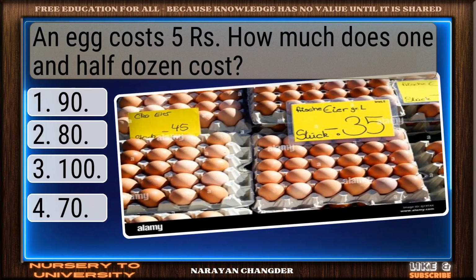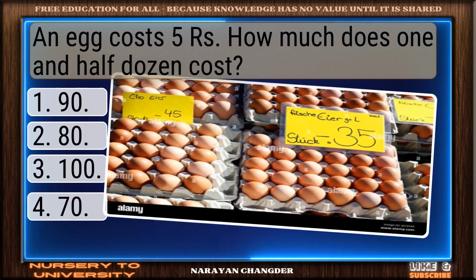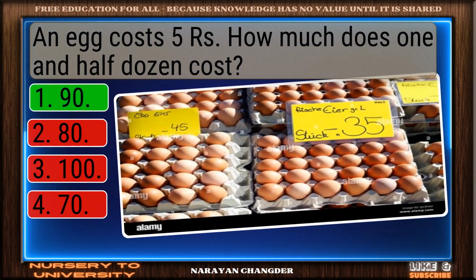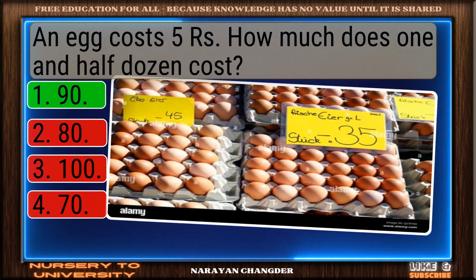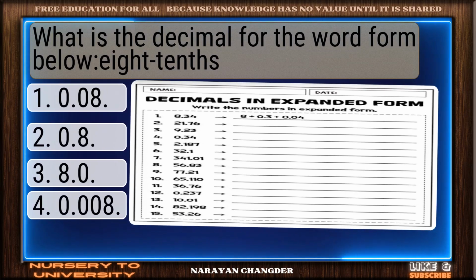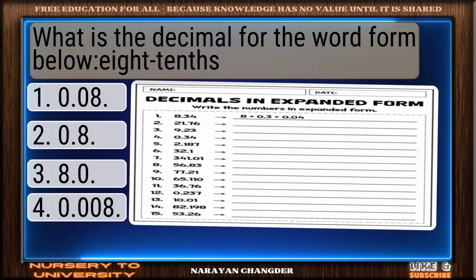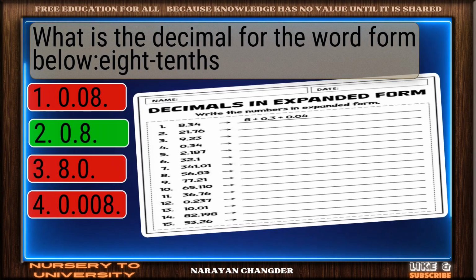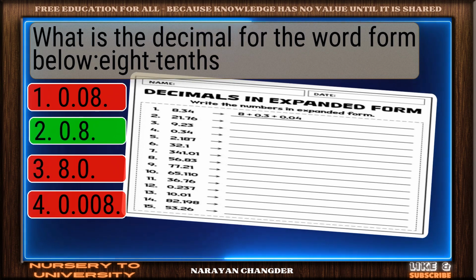An egg costs 5 rupees. How much does 1.5 dozen cost? Great thinking. 90 is the right choice. What is the decimal for the word form below? 8/10ths. Sharp thinking. 0.8 is the right choice.